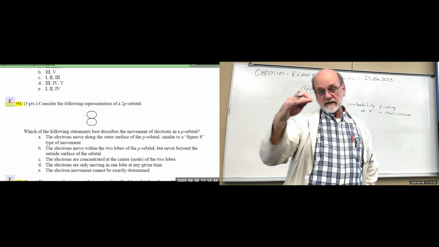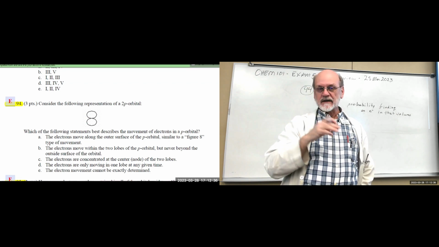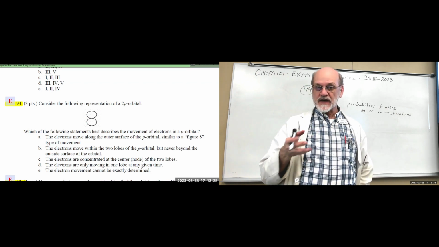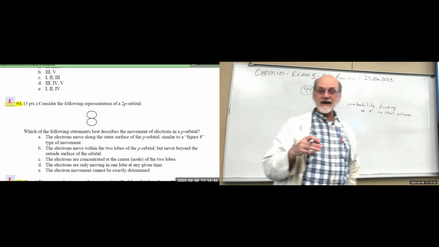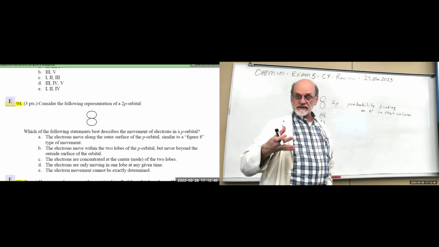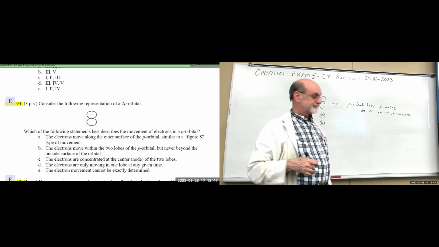Well, if we look at each one and work our way down, we find that the best answer is that the electron movement cannot be exactly determined, right? You cannot tell based on the Heisenberg uncertainty principle, right?